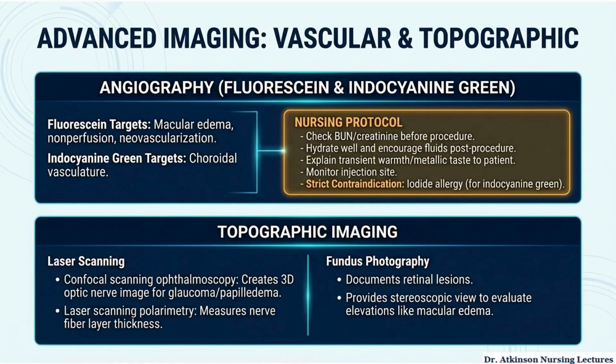Topographic imaging includes laser scanning and fundus photography. Confocal scanning ophthalmoscopy creates a three-dimensional image of the optic nerve and is commonly used in glaucoma and papilledema evaluation. Laser scanning polarimetry measures retinal nerve fiber layer thickness. Fundus photography documents retinal lesions and can provide stereoscopic imaging for evaluating elevations such as macular edema.